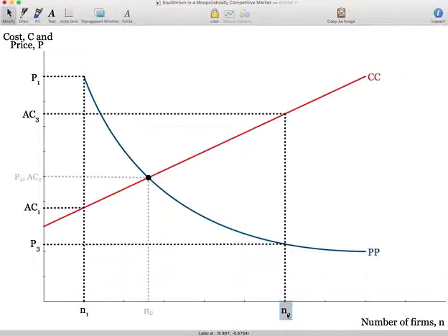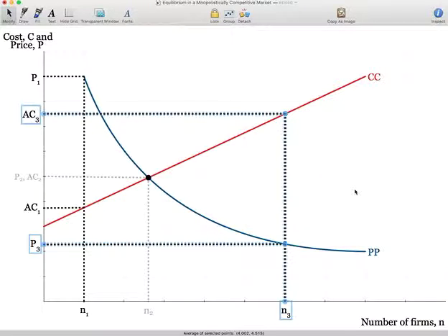So when we're at N3, what do we see? We follow that up from N3 up to PP. That tells us what the price is going to be. If we continue up N3 until we hit CC, that tells us what average cost is going to be. So we can see here that when the number of firms is equal to N3, we have a situation in this particular market, in this industry, where average cost is greater than the price.